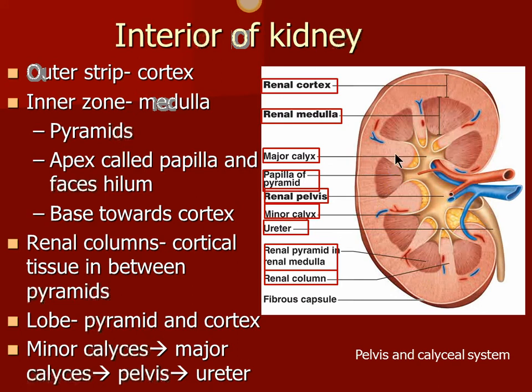Now this area, which is the pyramid, along with half of one column, half of the other column, and the associated cortex. Can you see this part like this? If you take this, this is known as the lobe of the kidney. Okay, this is called the lobe of the kidney. Usually you'll have about 8 to 10 of these lobes.